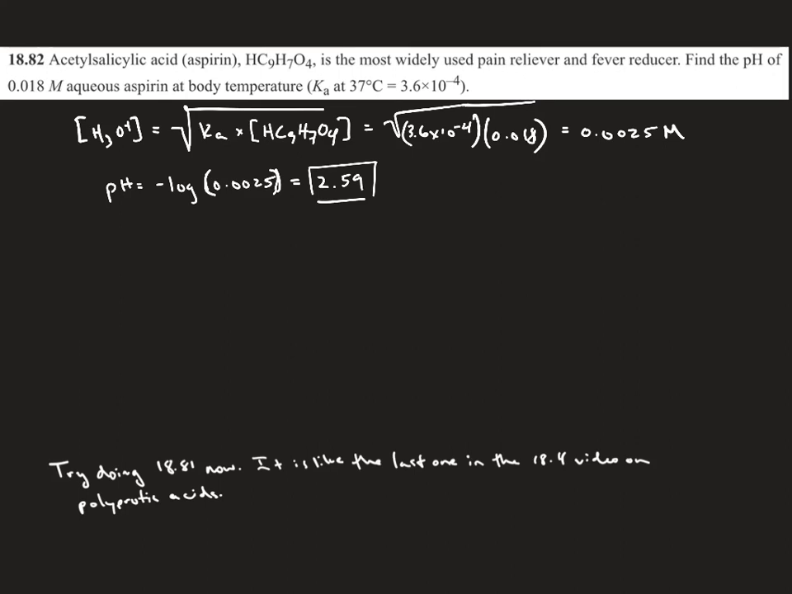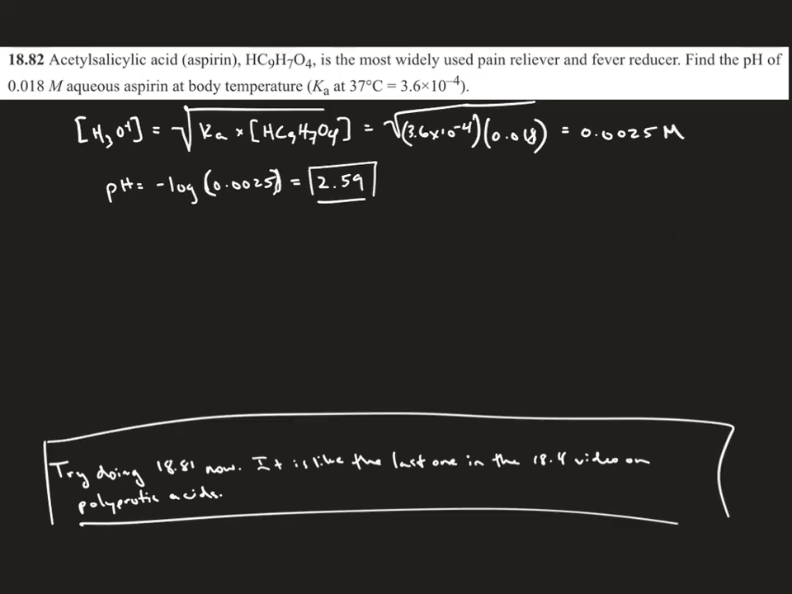The one that I want you to try on your own, it's a little bit down here. Try doing 18.81 now. It's like the last one in the 18.4 video that I showed you on polyprotic acids. So that's what I want you guys to go try right now. It's a little bit tougher. It follows the exact same setup as the one from the end of the 18.4 video. So try to follow along with that. If you have questions, let me know.